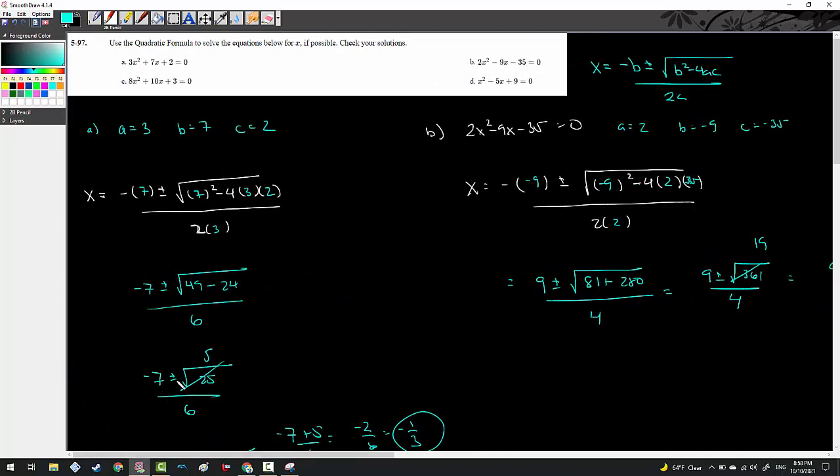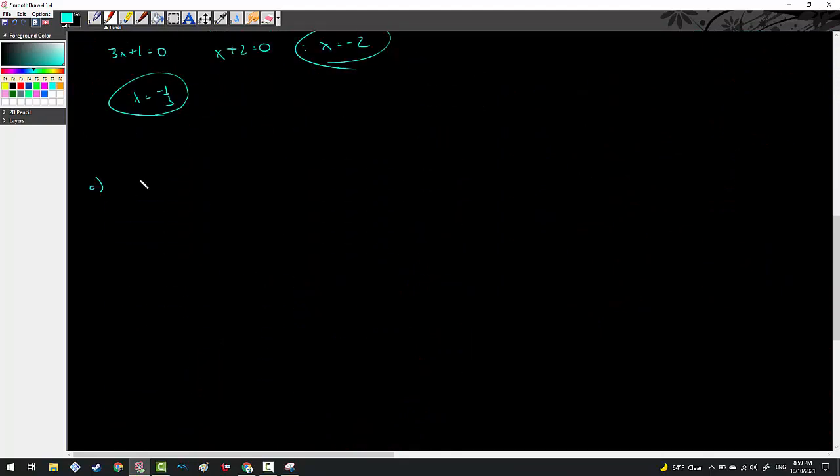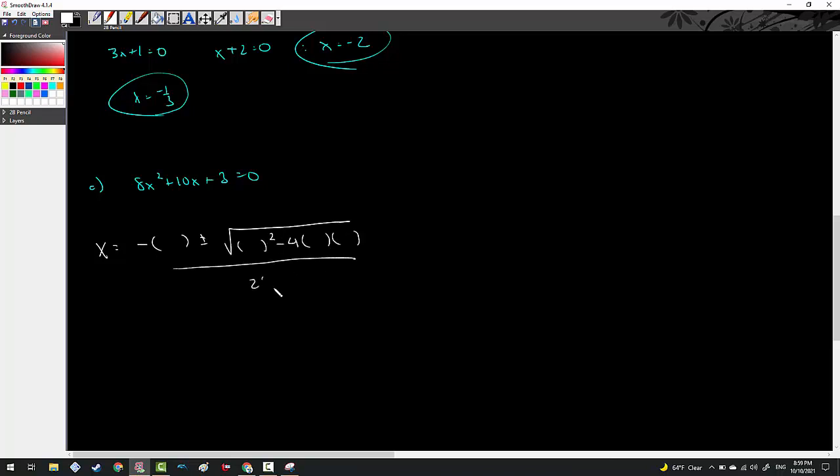So let's go with that 8x squared plus 10x plus 3, which is C. 8x squared plus 10x plus 3 equals 0. So again, let's just do the quadratic formula on this thing here. So I'm going to set it up with x equals negative blank plus or minus the square root of a blank squared minus 4 times 2 blanks all over 2 times a blank. So now, let's identify the pieces there. A equals 8, B equals 10, and C equals 3. So 10, 10, and I hope you're getting comfortable with me moving this quickly.